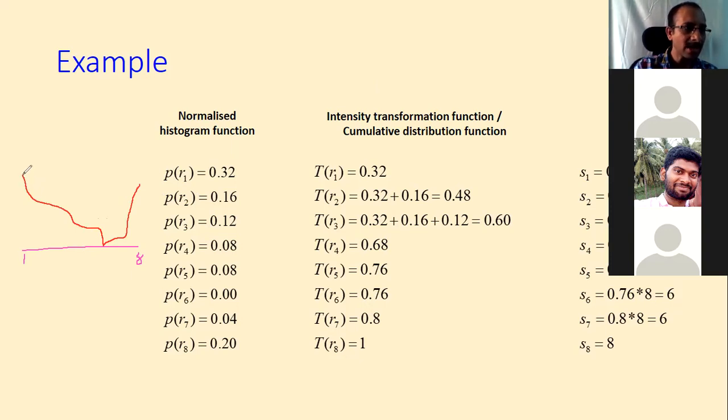But here, you can do even more than this. So this one is 32. And this is 32 roughly. And the last one is 20. So this is 20.